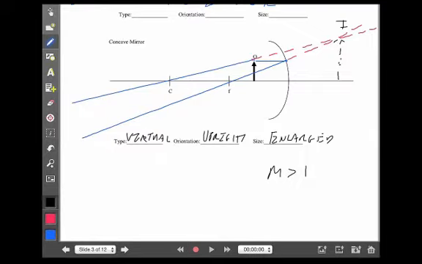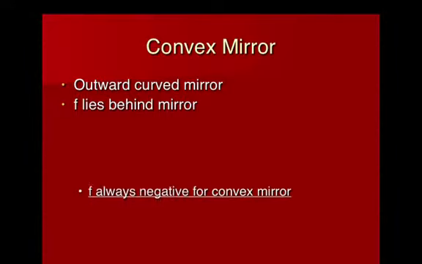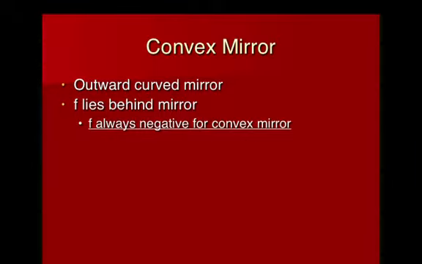So those are the 5 different scenarios you can have for a concave mirror. And notice it produced very different results depending on where you were in front of the mirror. The other type of curved mirror is called a convex mirror. And this is an outwardly curved mirror. Because of its curvature, the focal point lies behind the mirror inside virtual space. So the focal point is always considered to be negative for a convex mirror.